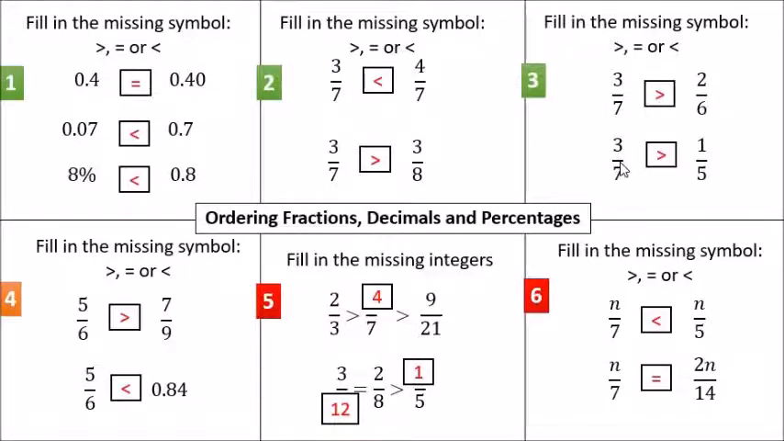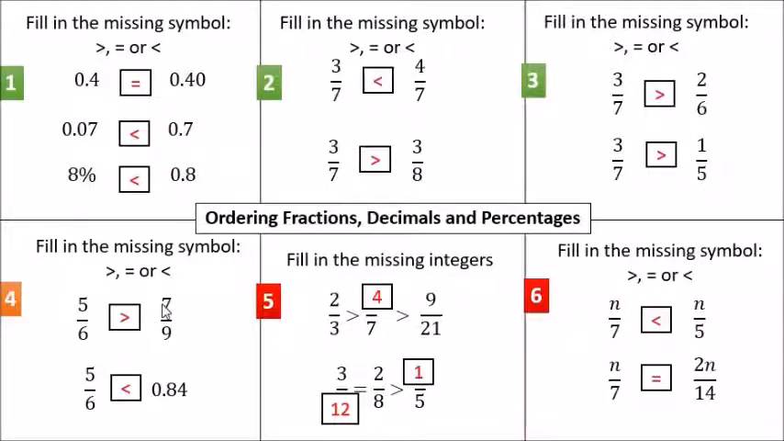3 sevenths and 1/5. Here we have a common denominator of 35, because 7 and 5 don't have any common factors. So if we multiply these by 5, we get 15 over 35. If we multiply these by 7, we get 7 over 35. So 15 over 35 is clearly bigger than 7 over 35.